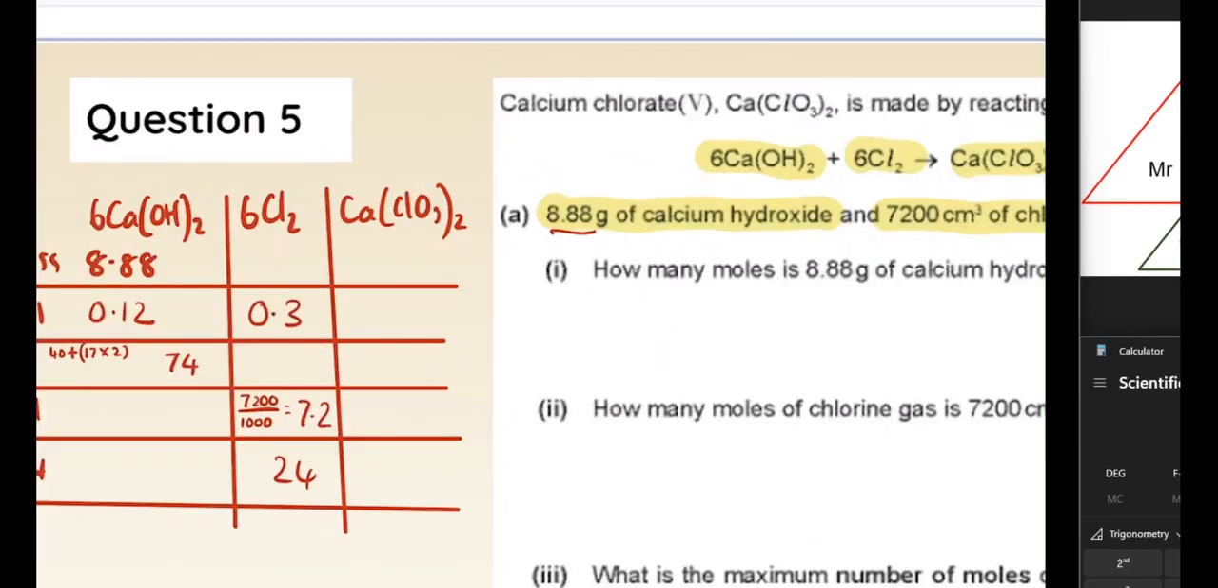Well, clearly we can see then that our chlorine is in excess. We know this because 0.3 is a much bigger number than 0.12, and we've got a 6 to 6. So fundamentally, we've got a 1-to-1 ratio here. So this is in excess, and our calcium hydroxide is our limiting reagent. So now we know that we can pull across our moles from the calcium hydroxide, not from the chlorine, because chlorine's in excess. There's no way we can use up all that 0.3 moles.